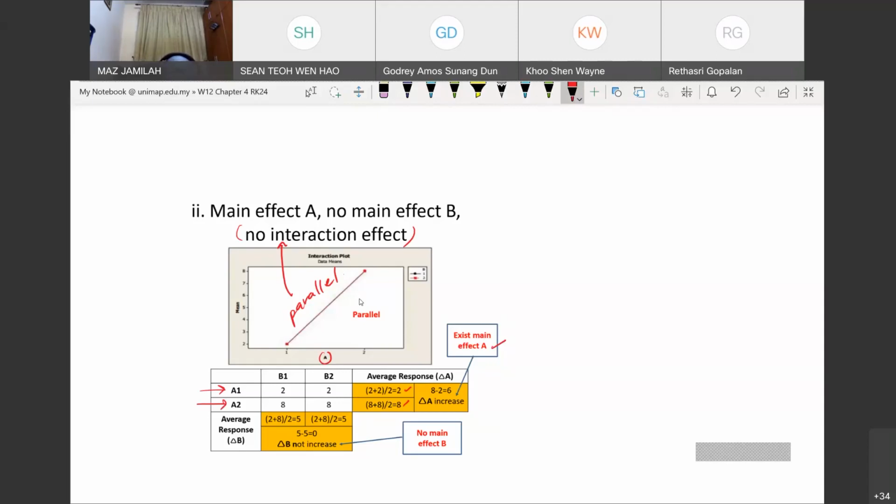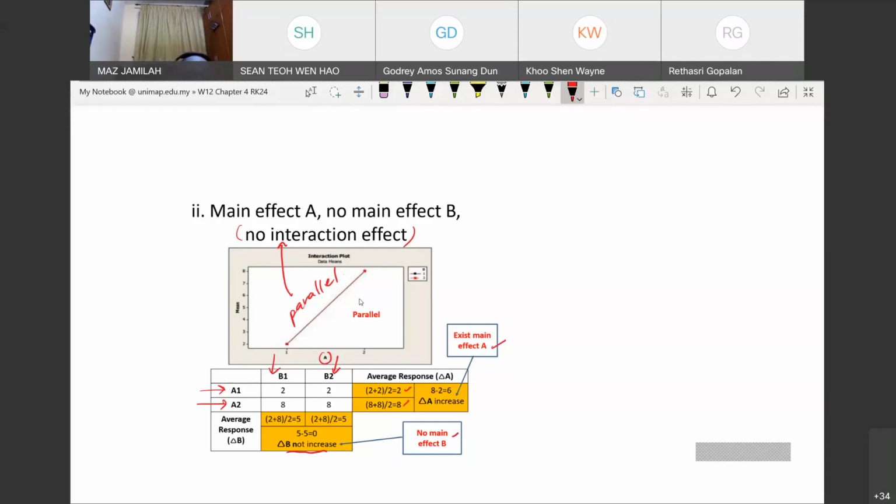But what about factor B? For factor B, go by column. So 2 plus 8 divided by 2, you get 5. 2 plus 8 divided by 2, you get 5. So from low level of factor B to high level of factor B, there is no increase. No increase means that there is no main effect of factor B. So that's how we can imagine what our hypothesis result would be.